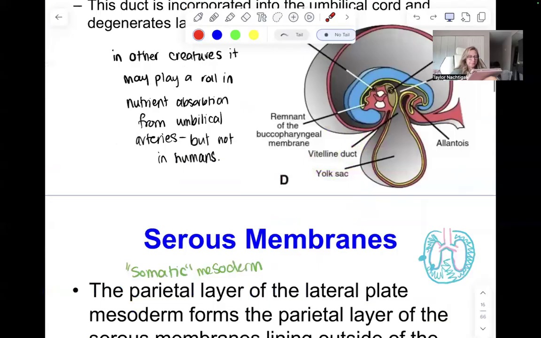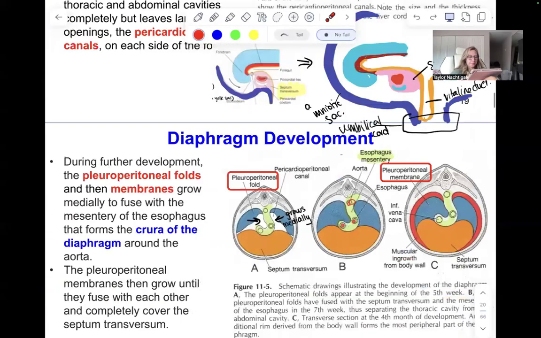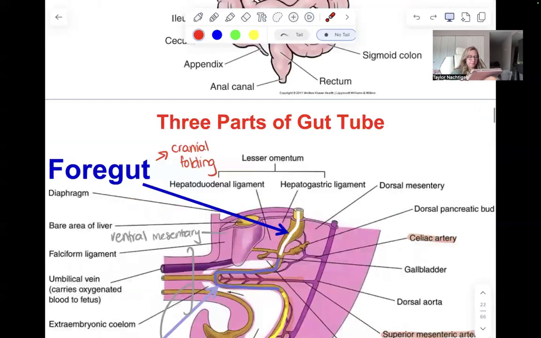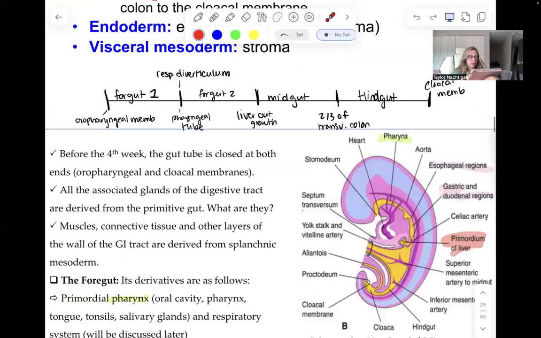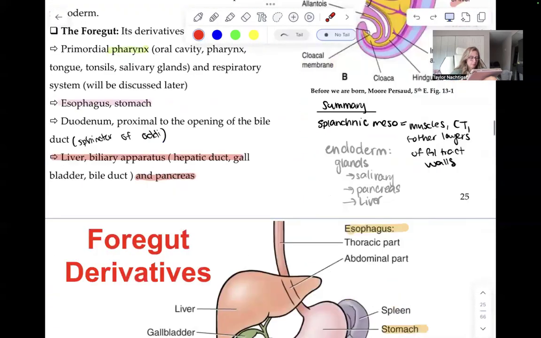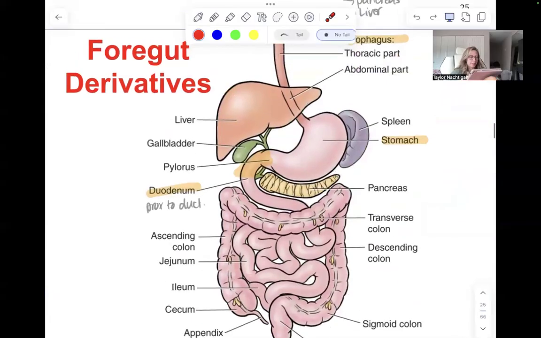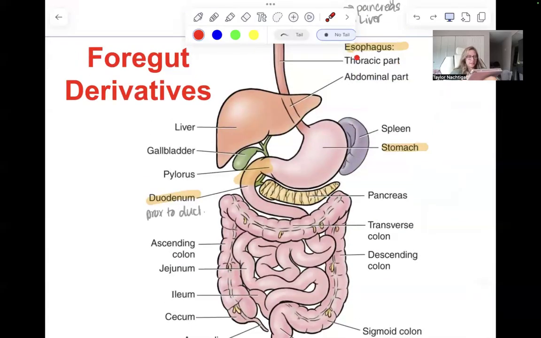We're finally making some progress here. Derivatives of the foregut: esophagus, stomach, and duodenum, plus all of this stuff. Except the spleen. The spleen is something else. It doesn't come from foregut. It's going to come from mesoderm, splanchnic mesoderm. But I could be wrong, but we're going to see that near the end of this PowerPoint.